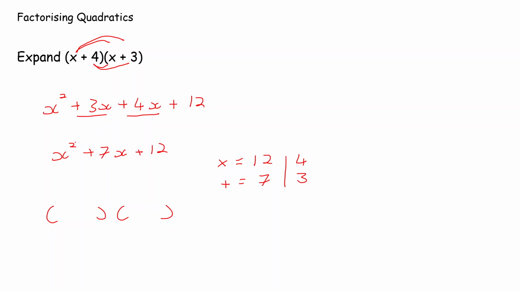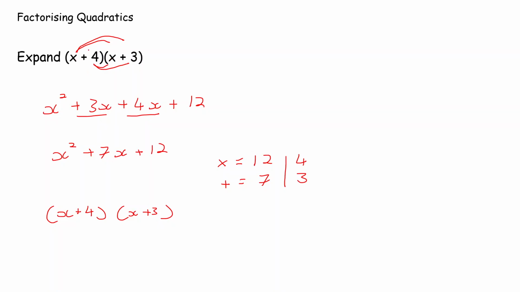Because we have a quadratic in this form where it's just x squared, it's always just going to be an x at the start of each bracket. We also know it's going to be like that because we can see it in the question. We're going to go back to this. Your two numbers here are 4 and 3. So we've got x plus 4 and then x plus 3. So we can see we've gone back to the original question.